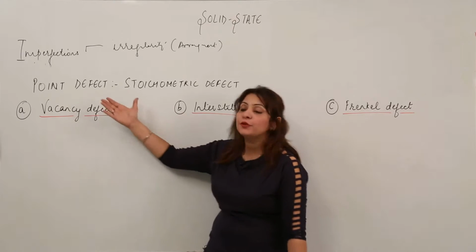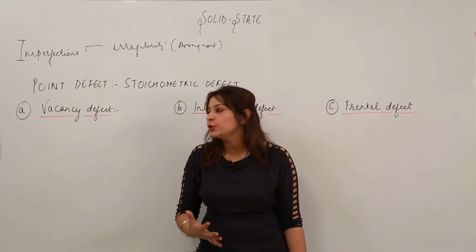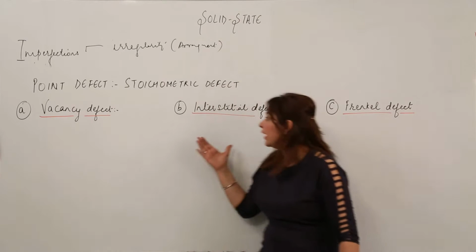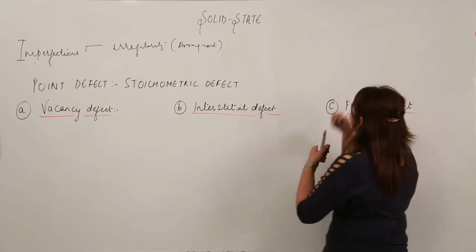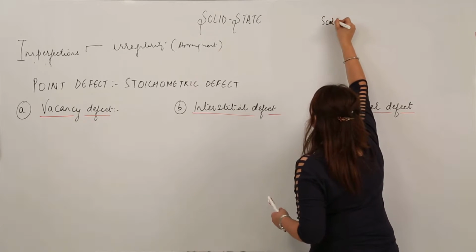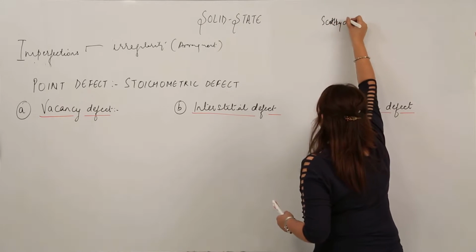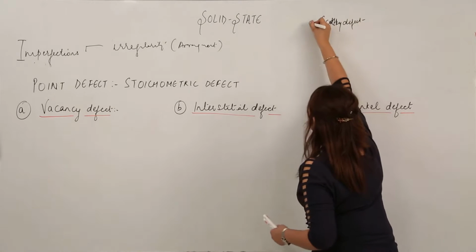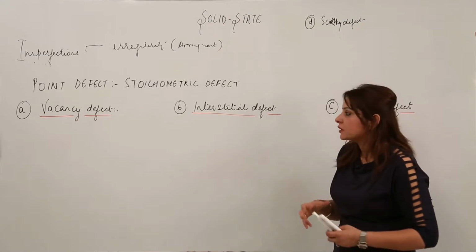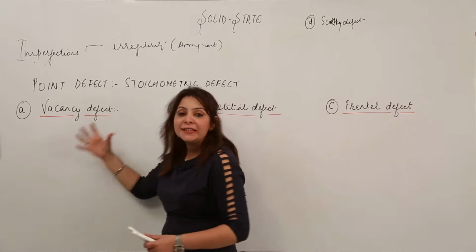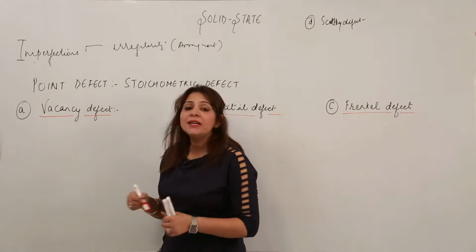Now we have different kinds of point defects. As I told you, we have vacancy defect, interstitial defect, Frenkel defect, and one more, Schottky defect. So these are the different point defects which we get to see in solid crystals. Now when we talk about the vacancy defect first, what is vacancy defect?